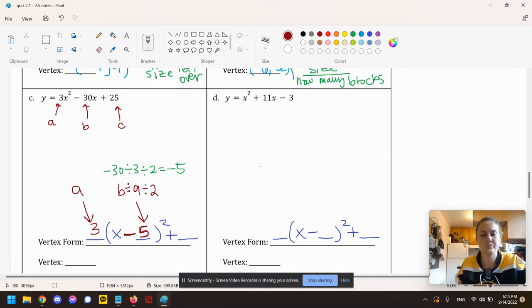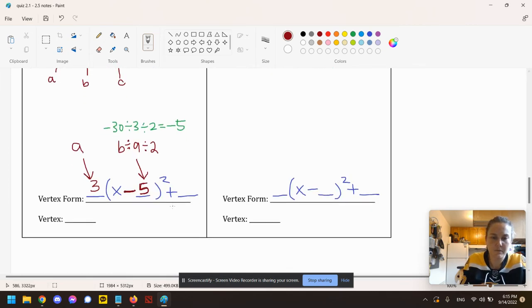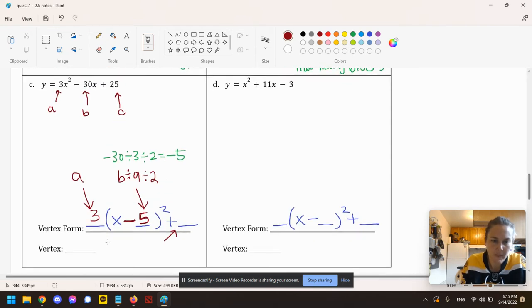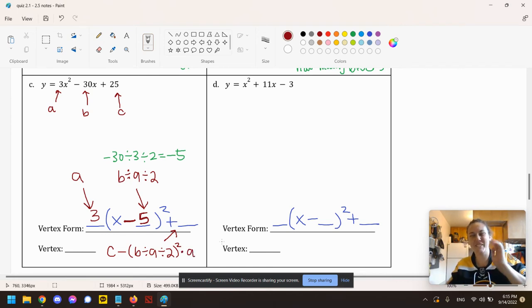Negative 5. And then this last number is kind of a doozy. This number is C minus whatever this number was squared times A. Here's what happens, right?